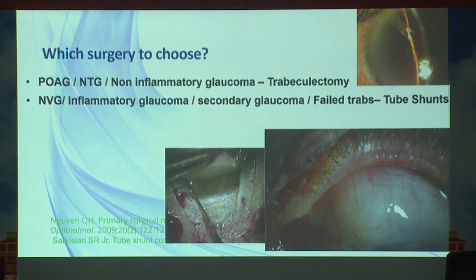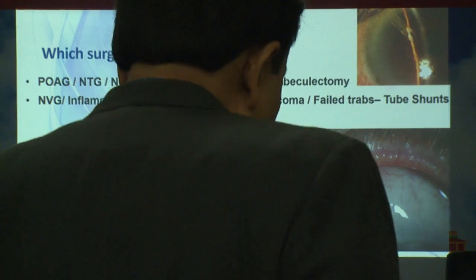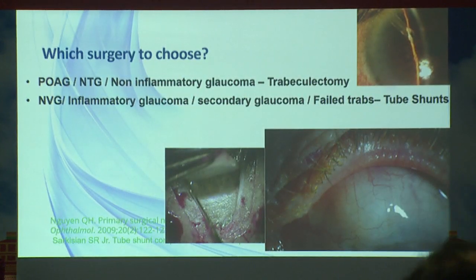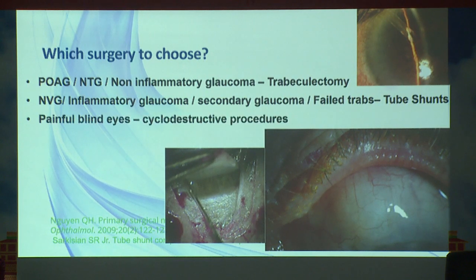In neovascular glaucomas, inflammatory glaucomas, or glaucomas where trabeculectomy has already failed, you can comfortably do tube shunt surgeries because now they have got good results, but an expert is needed to do these surgeries, especially in advanced glaucoma. So if you are an expert, you can do it yourself, else it is better to refer these for tube shunt surgeries. For painful blind eyes, of course, cyclodestructive procedures are the choice.